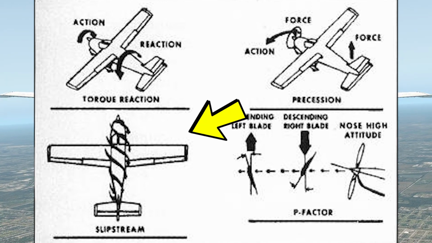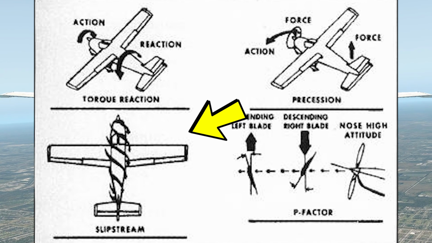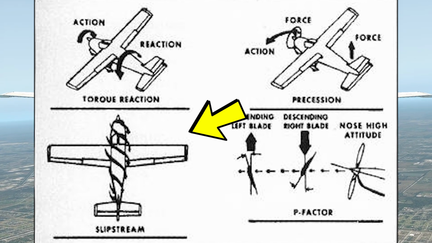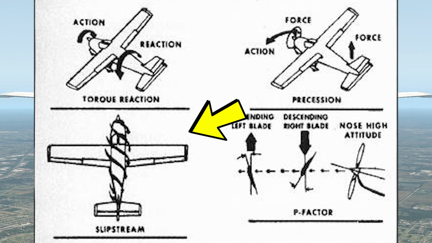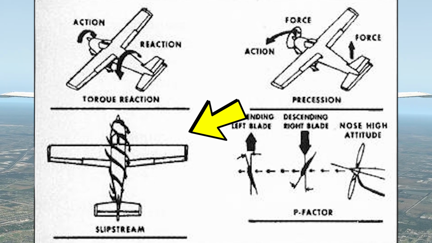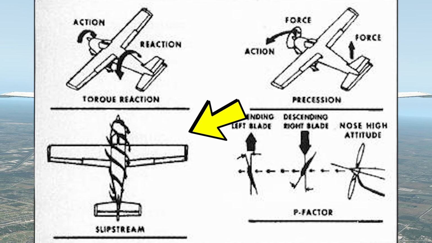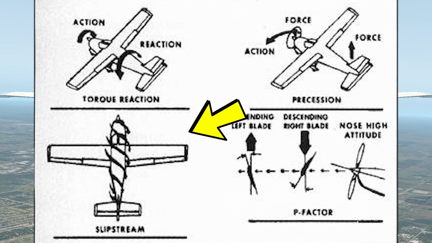Spiraling slipstream. The air being pushed back from the propeller does not go straight back. It is actually swirling around the airplane. When it reaches the tail, it pushes against the vertical stabilizer and adds to the left turning tendencies.